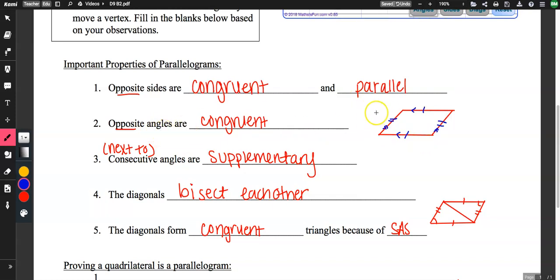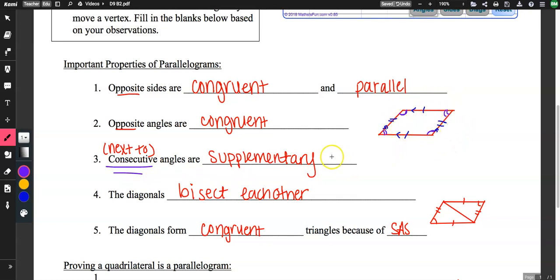So the opposite angles are the ones that are diagonally across from each other. So this one and this one. And then these two are congruent. The ones that are next to each other, we call that consecutive. Those are supplementary. Right? So these two guys add up to 180. These two guys add up to 180.